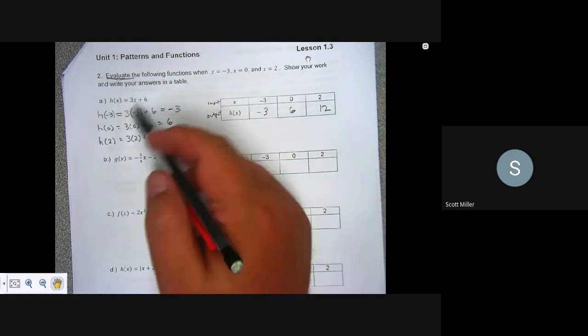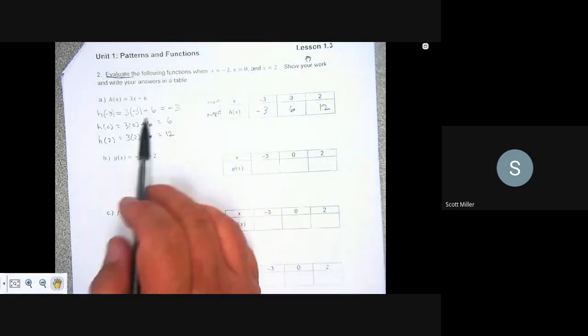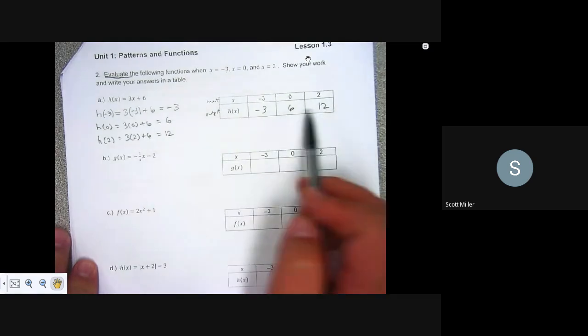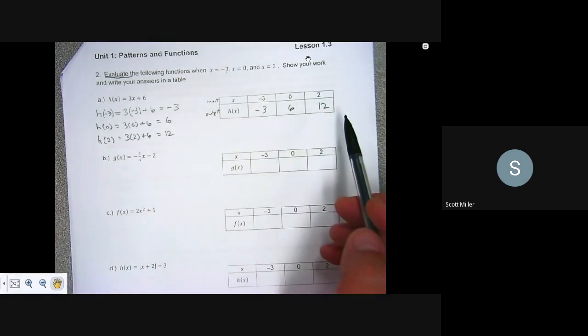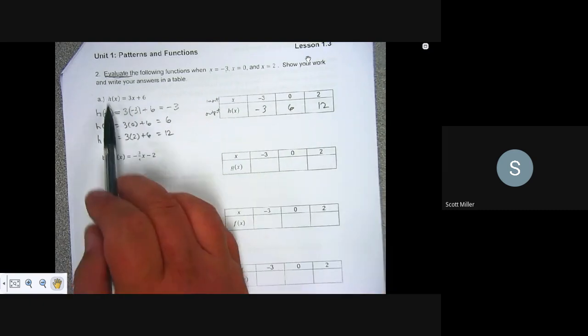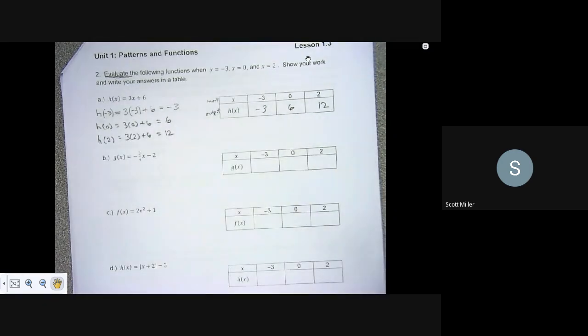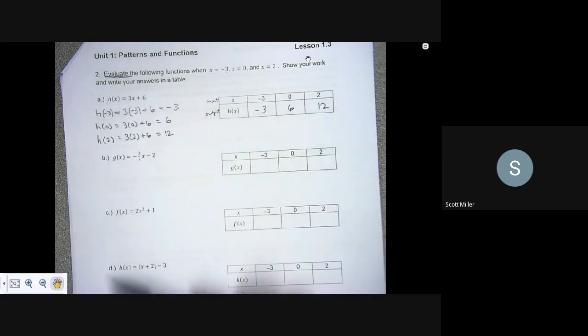So this is what I'm going to be looking for. I want to see you plug it in. Then you may give me the answer. And then you put it into your table. This is how it works. This is how you evaluate functions. We will continue this off the video, but that's how you are going to do all of these problems exactly the same way.